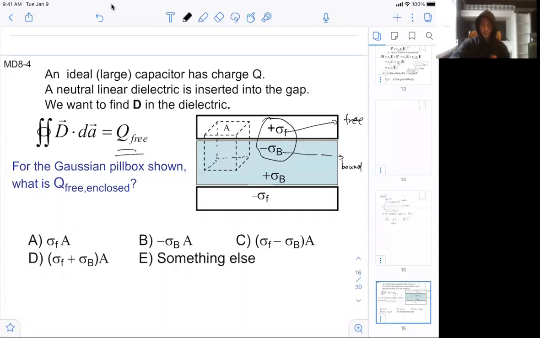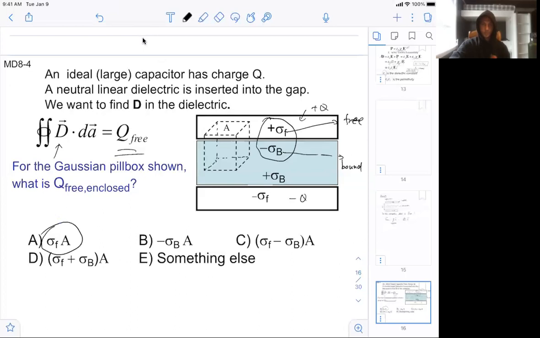And that's why D is easier to calculate, because these Q are what you put onto the conductor, the capacitor. You have control over how much. These bound charges are a response to your external field by your material, so you don't really know what it is yet. So the free charge enclosed is sigma free times area A. You don't have to worry about the bound charge at this point.